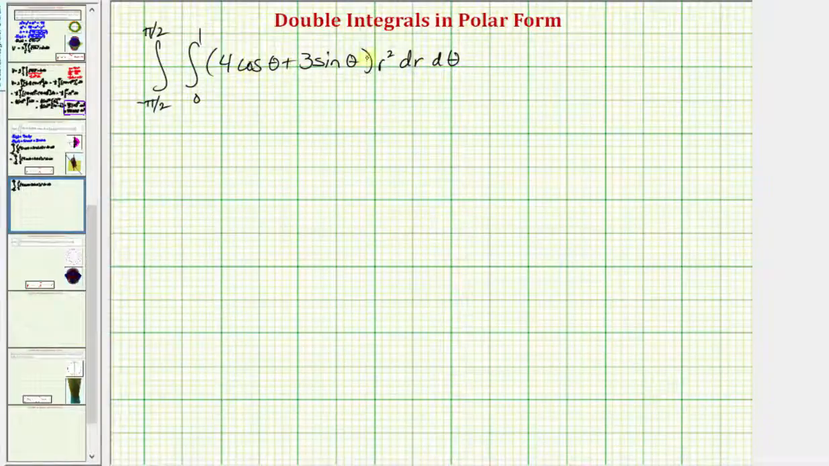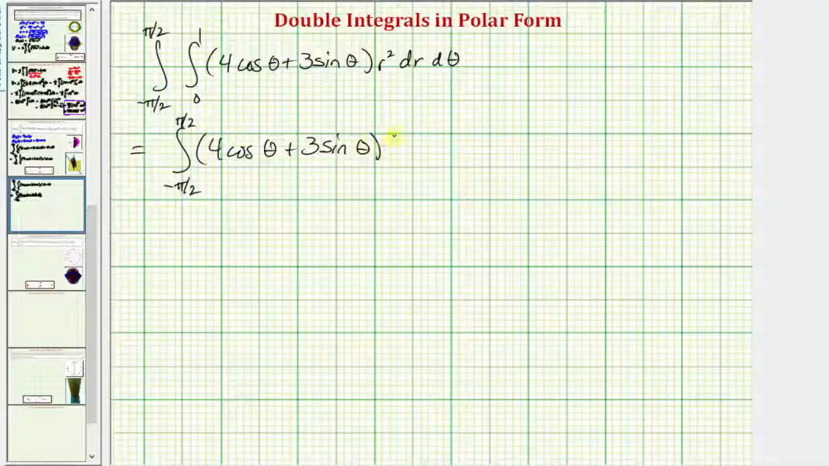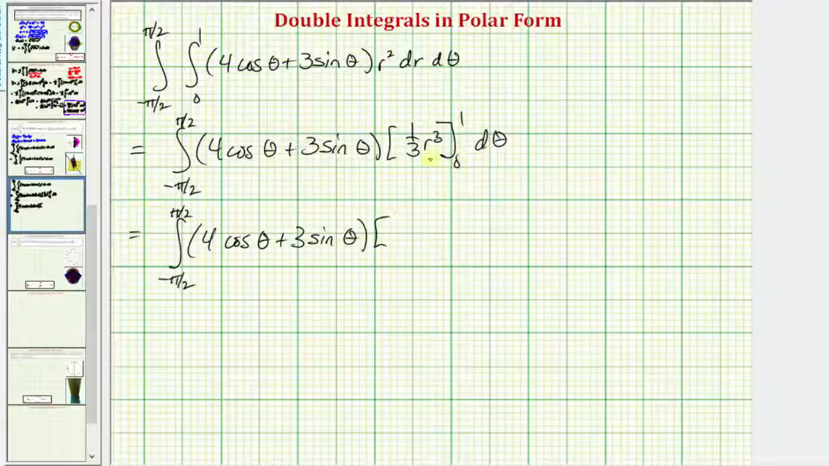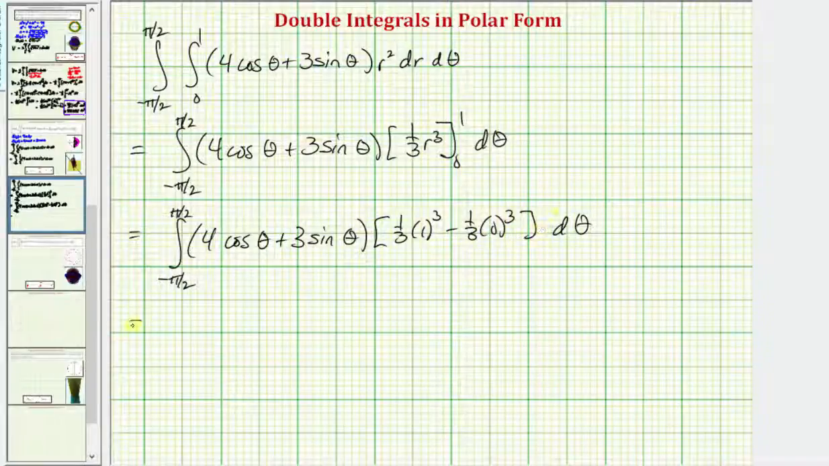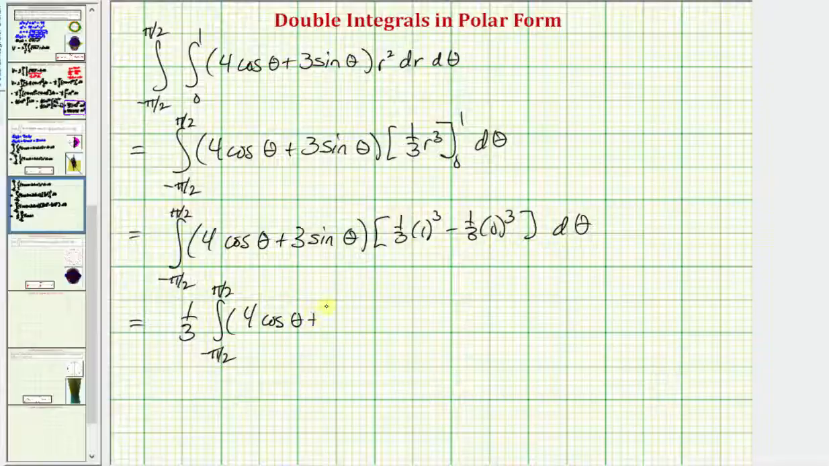And now we integrate with respect to r, treating theta as a constant. So we're going to have this sum times r cubed divided by 3, which we can also write as 1/3 r cubed. So we substitute 1 for r, then 0 for r, then find the difference. So we'd have 1/3 times 1 cubed minus 1/3 times 0 cubed. Notice how this just simplifies to 1/3. Let's go ahead and write this as 1/3 times the integral from negative pi over 2 to positive pi over 2 of 4 cosine theta plus 3 sine theta.